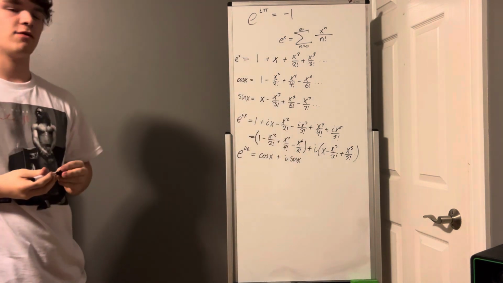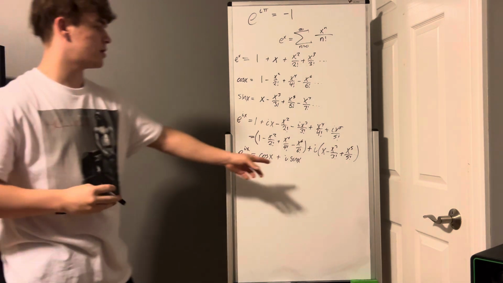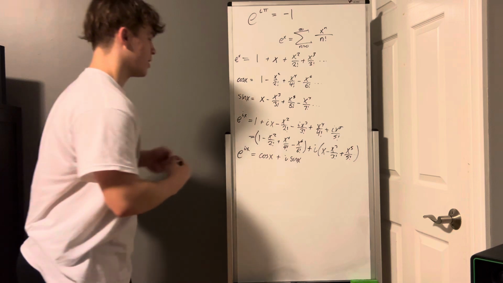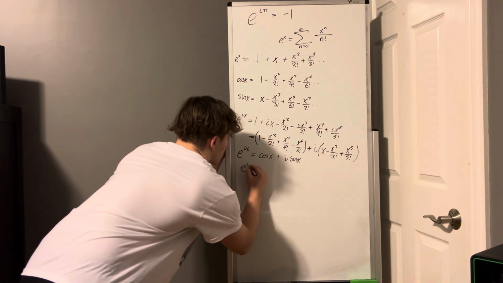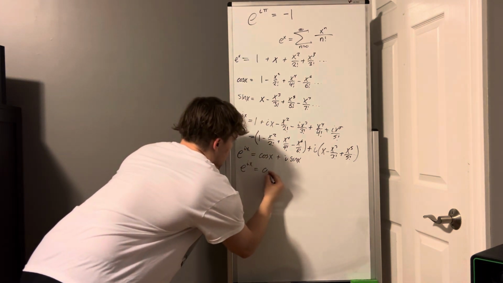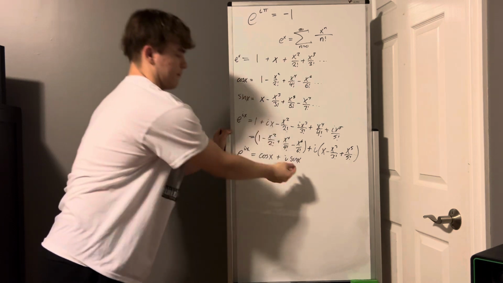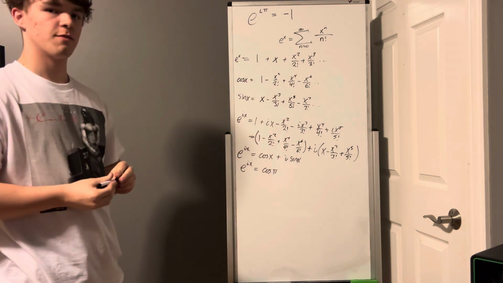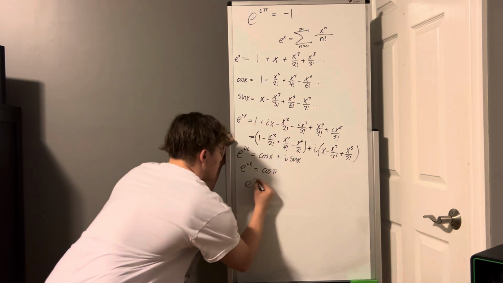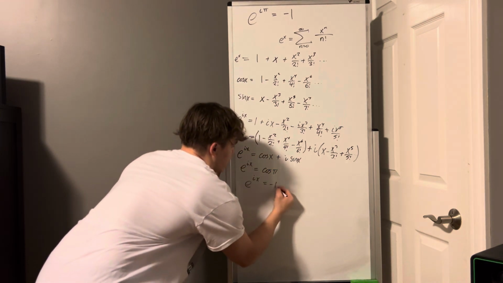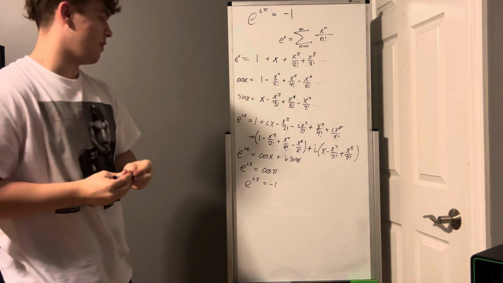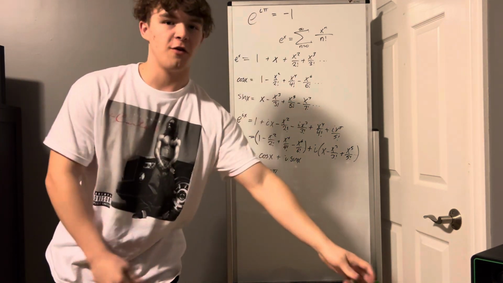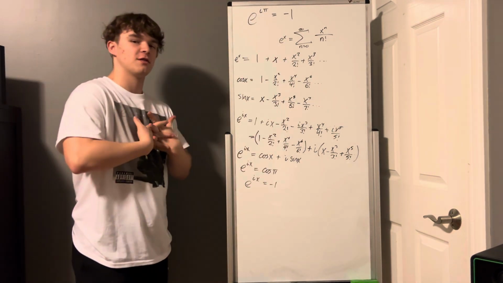Let's try to get rid of these i terms. Well, sine of pi is 0. So we can say that e to the i pi equals cos of pi, because our sine goes away. Cos of pi is negative 1. e to the i pi equals negative 1. And this is proven. Beautiful. That's Taylor and Maclaurin series for you guys.